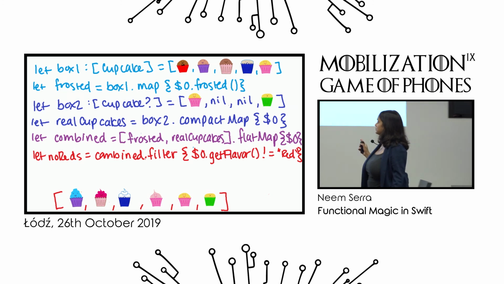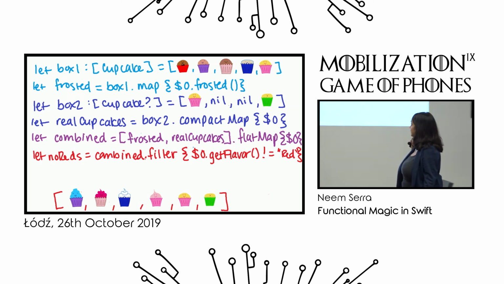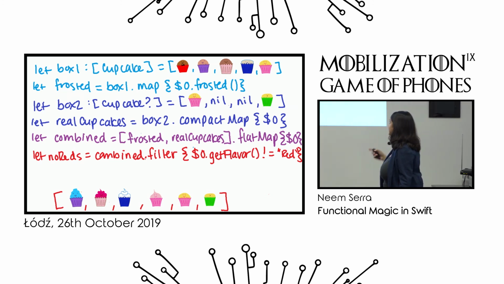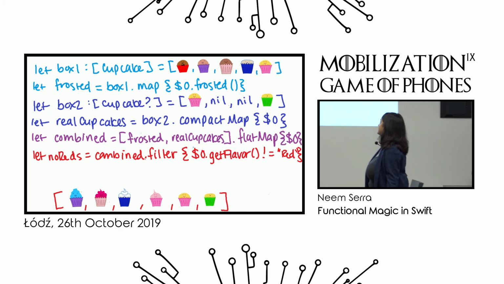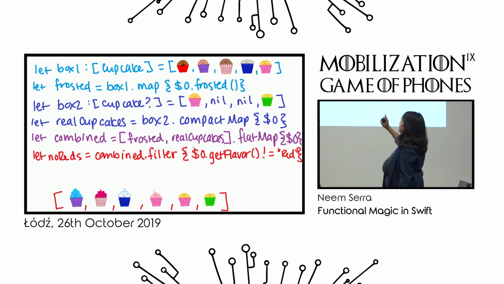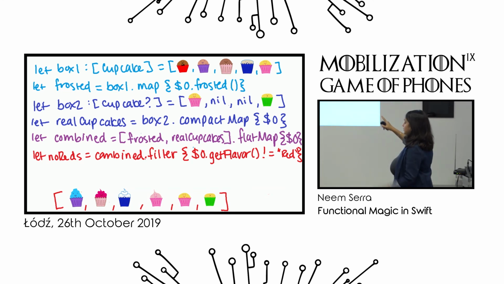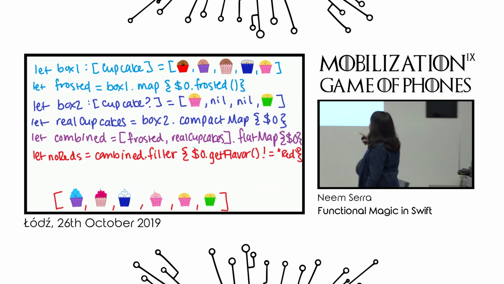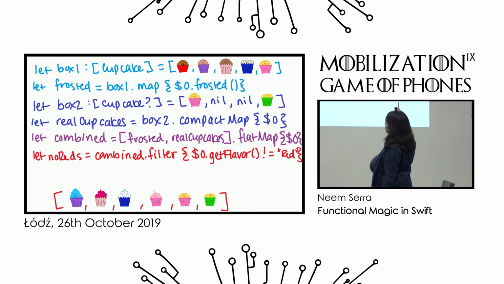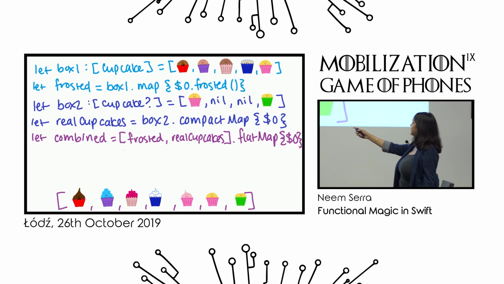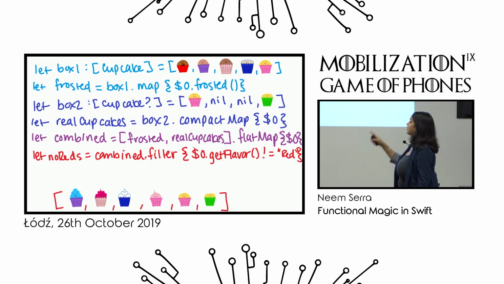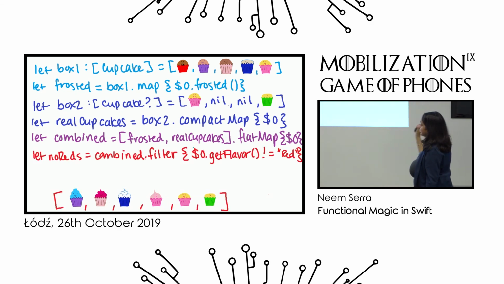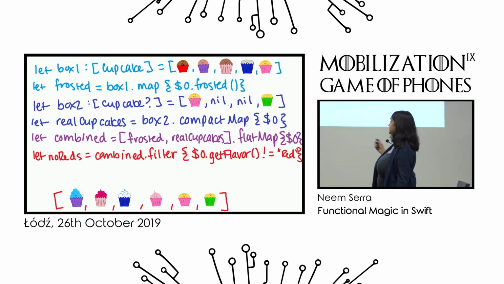Next, we want to take out that red cupcake that my kid didn't want because he doesn't like red. So we're going to filter on the flavors, and we're going to say, if the flavor is not red, keep the cupcakes in. So as you'll see from before, we had that red cupcake, and now that red cupcake is going to be filtered out, and we're only going to have the cupcakes that aren't red.